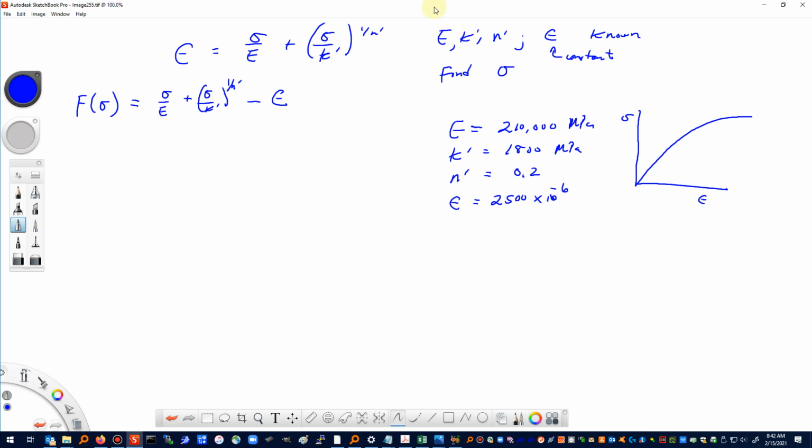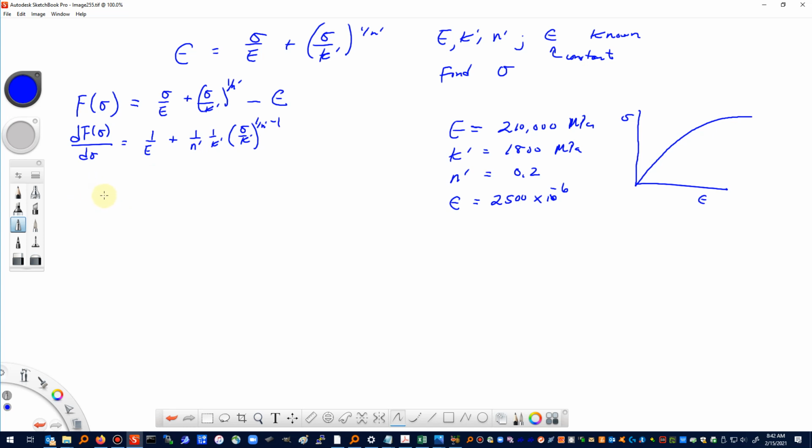Now the next thing we need is the derivative. So we'll call this the derivative of capital F with respect to sigma. Of course, the derivative of the first term is going to be 1 over E. Then we're going to have 1 over N prime, and leave a little space here for a reason, times sigma over K prime to the 1 over N prime minus 1. Then we need the derivative of the term in the brackets, which would be 1 over K prime. The derivative of the constant strain is going to be 0. Okay? So we have this set up.